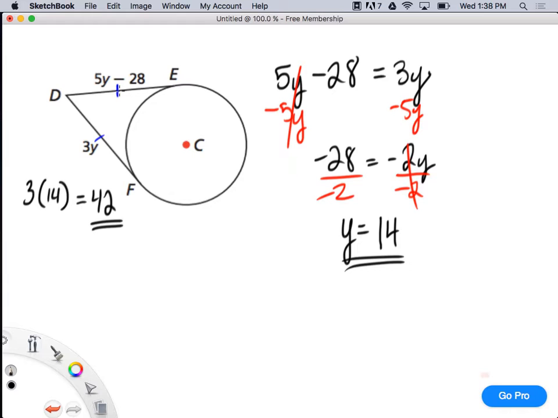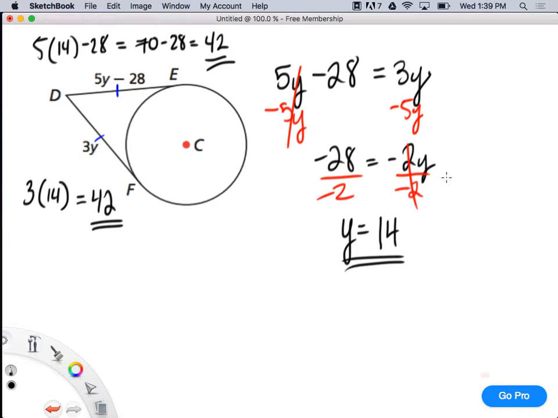So wait a second. Do I have to plug it in here? What should this be equal to? 42. It should be the same thing, but if we plug it in, let's see what we get. 5 times 14 minus 28. 5 times 14 is 70. Minus 28 is 42. So we just showed that when we solved for y and plugged it back in, they were equal to each other, which is exactly what should happen because those two line segments are congruent.